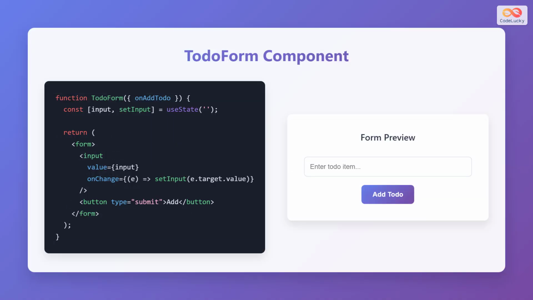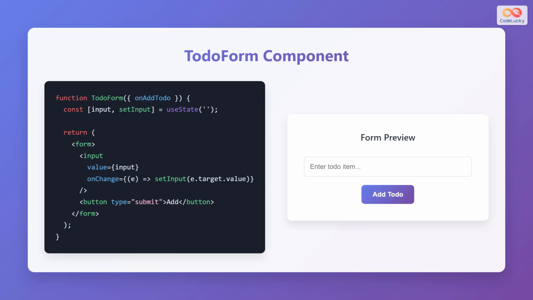Let's look at the ToDoForm component. It receives a prop called onAddToDo, which is a function that will be called when the form is submitted. Inside the component, we use the useState hook to manage the input field's value. The input variable holds the current value of the input field, and the setInput function updates the input variable.